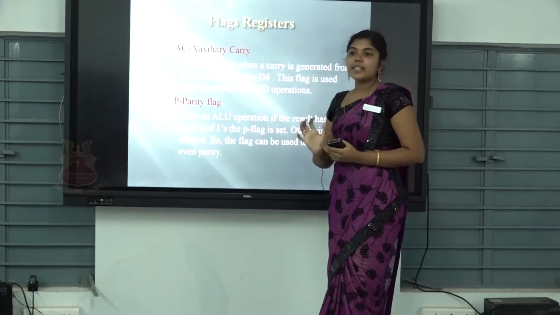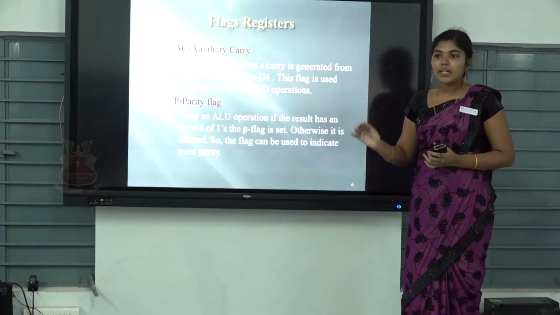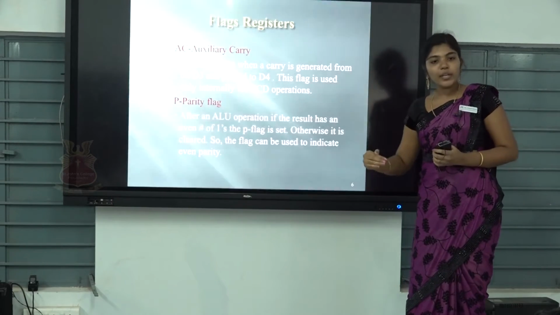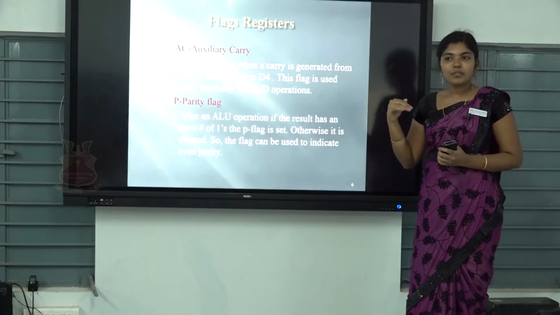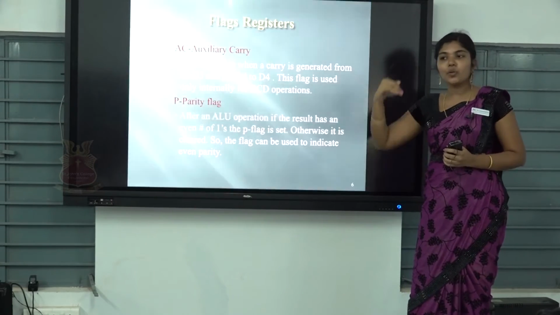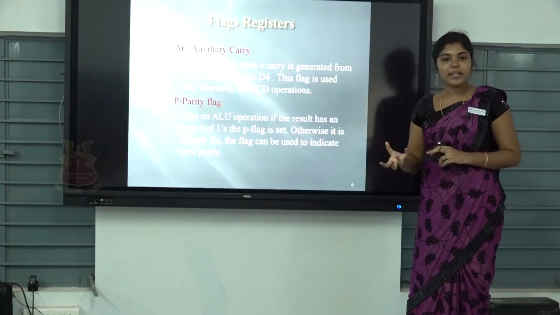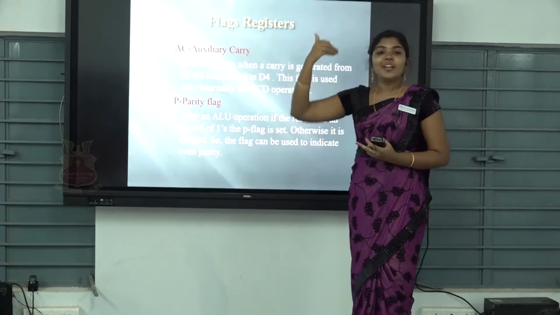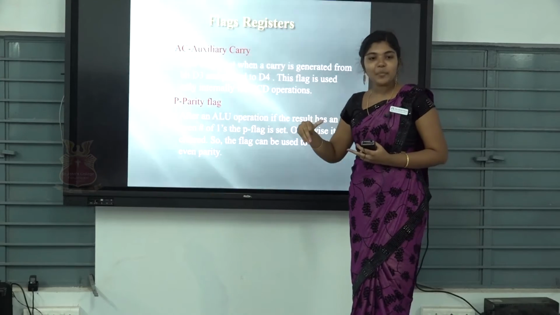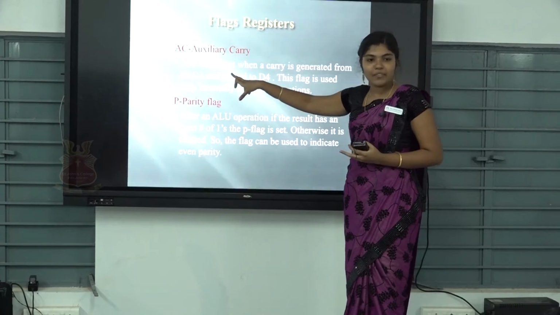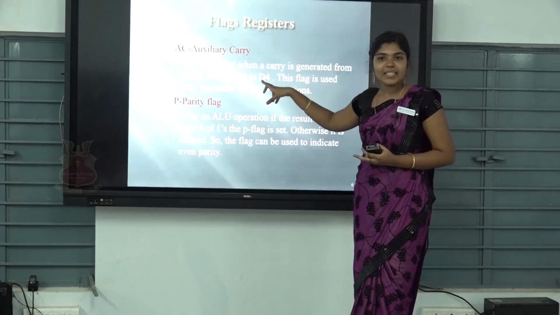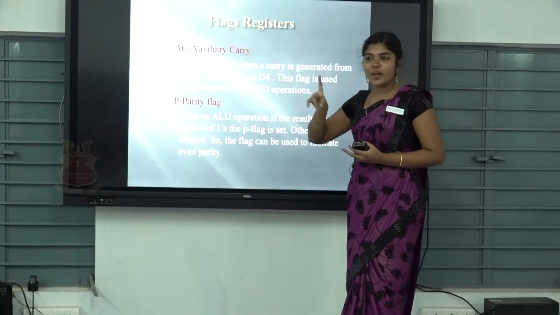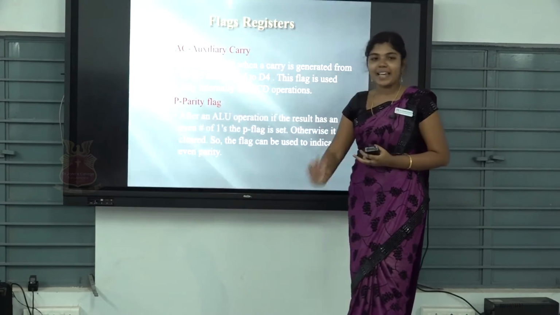Suppose the AC flag is equal to 1, it means there is a carry from the lower nibble to the upper nibble, which is carried by the auxiliary carry flag. Then only it will be activated, that is equal to 1. This is the auxiliary carry flag.